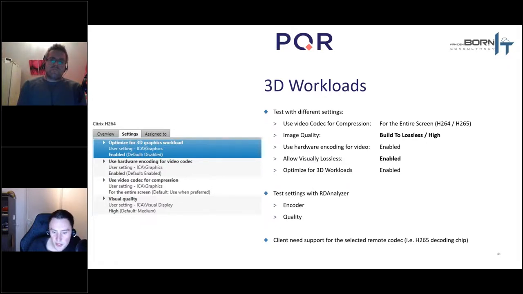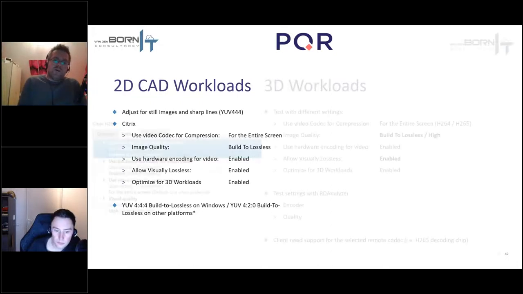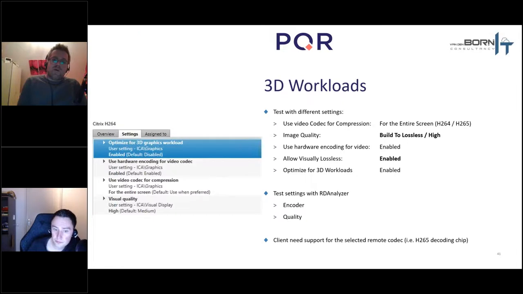And your client needs to have support for the selected remote codec. So, for example, have an H.265 decoding chip, because that can't be done on the CPU. And if you're using those settings with the 3D workload and you're not using a GPU, it's also wise to watch out for the CPU usage of the encoder.